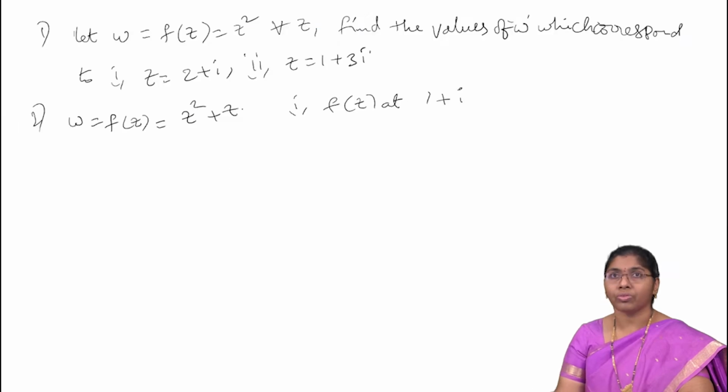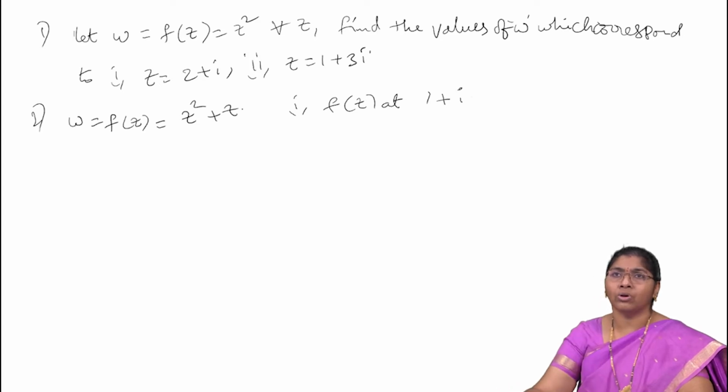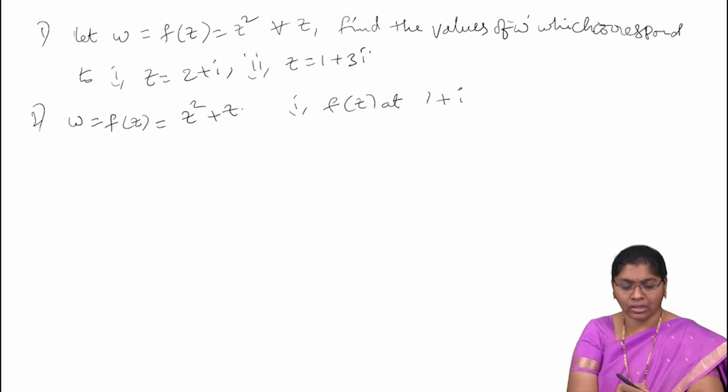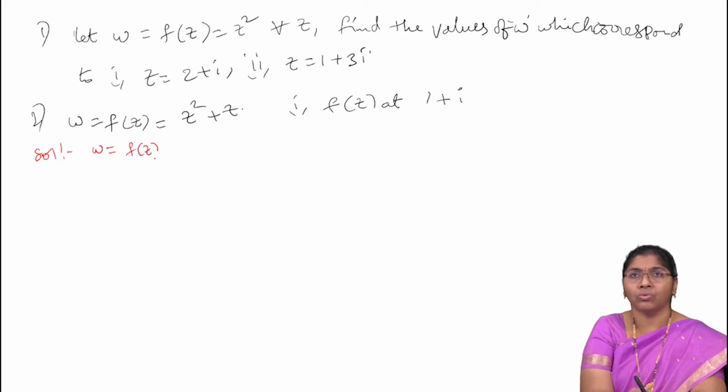Now let w equal to f of z equal to z square for all z. Find the value of w corresponding to z equal to 2 plus i, and z equal to 1 plus 3i. Now here I am considering the given first problem, whose solution is w equal to f of z equal to z square.